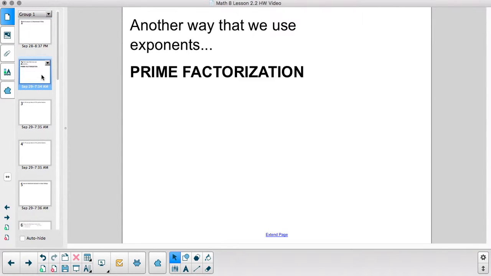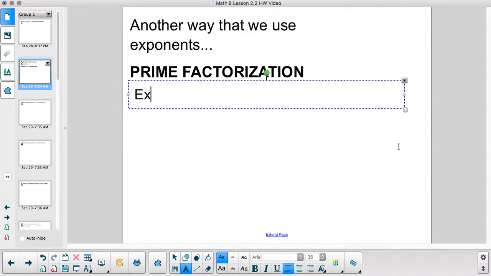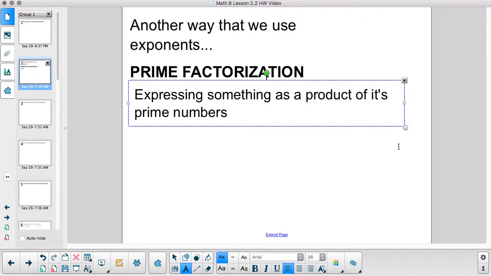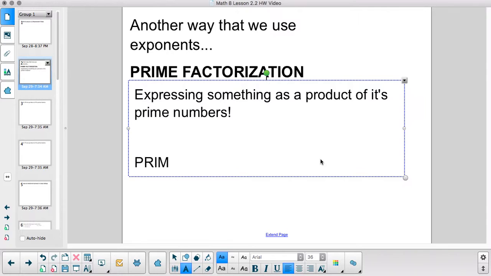So another way that we use exponents is in prime factorization. So that is expressing something as a product of its prime numbers. So make sure you take note of that. If you guys remember what prime numbers are, you might remember that some of the prime numbers are 2, 3, 5, 7, 11, 13, 17, and so on.